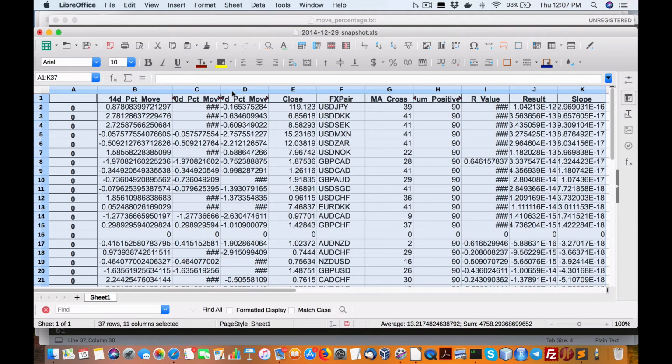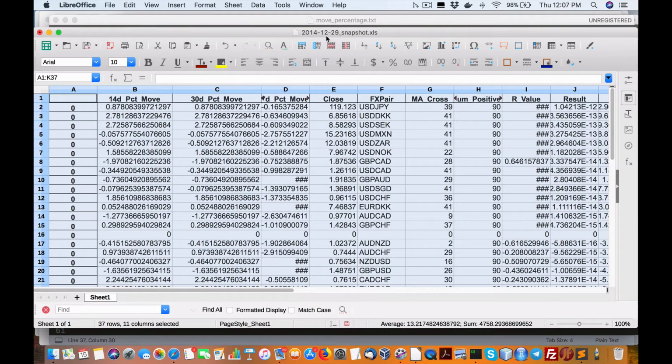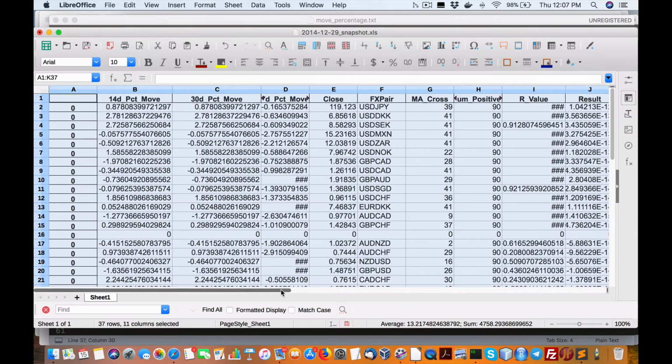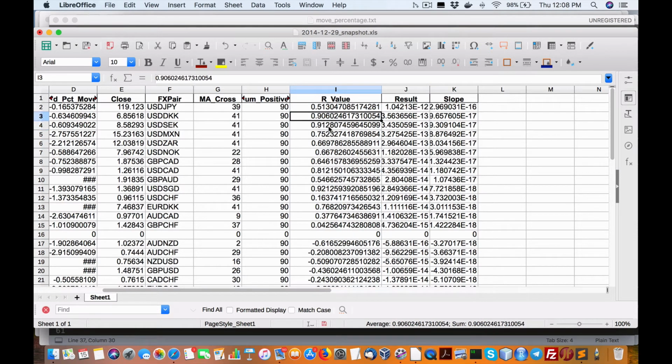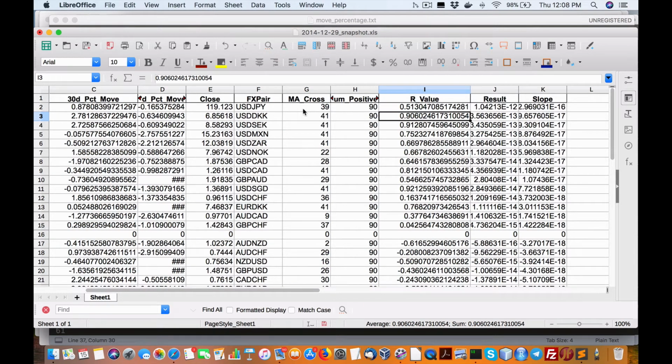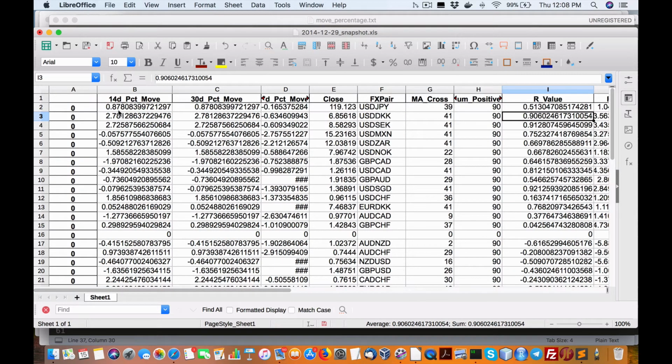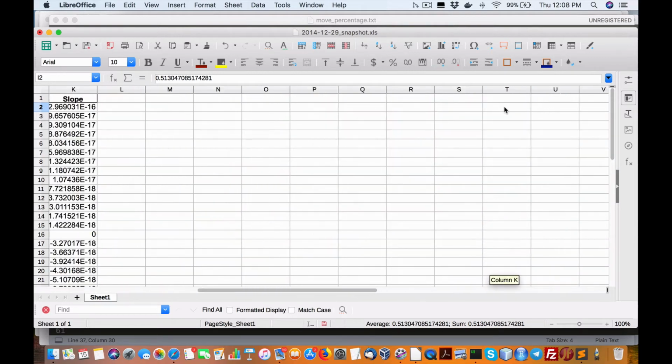Now this is just a random sampling of December 29th, 2014. So once again we have our pairs, top three being the USD Japanese yen, USD DKK, USD SEK, based upon our slope and our R value. But here you could tell the trends will be quite strong. This one not so much. But when you figure out the percent moves, we may have some winners here where this one did okay.